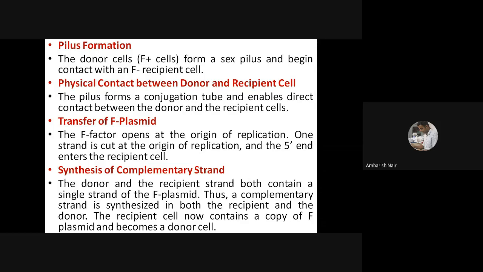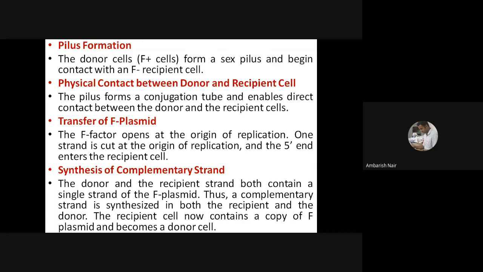First is the pilus formation. Second is the physical contact. Third is the transfer of the F plasmid. F plasmids are fertility factors. The F factor opens at the origin of replication. One strand is cut at the origin of replication and the 5' end enters the recipient cell. That means now you have an idea of what the origin of replication is. The origin of replication is the place from where the replication starts. There it cuts one strand and releases the strand into the recipient.